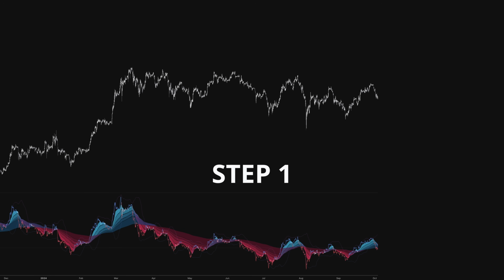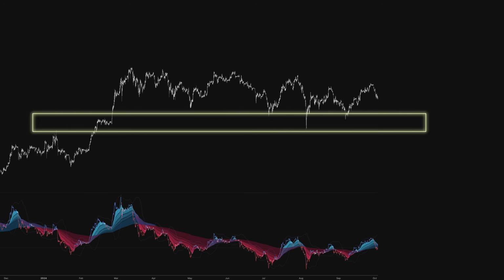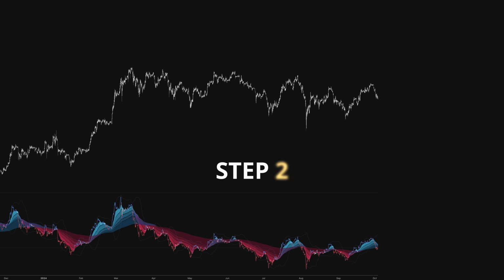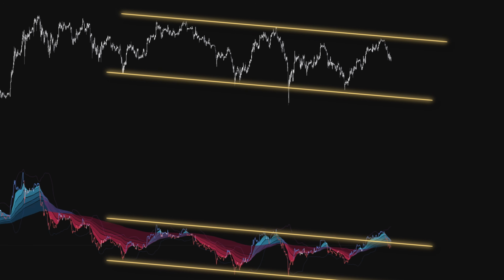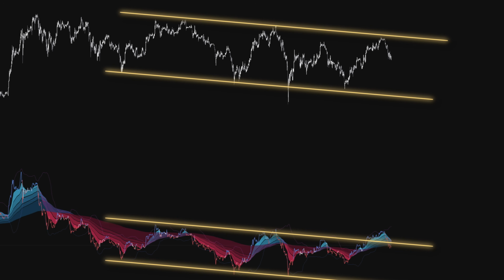Step 1. Mark your key levels. Don't overcomplicate this. Focus on the obvious levels that price has tested multiple times. Step 2. Draw trend lines on price and RSI. Take those same trend lines and draw them on the TP RSI itself. Why? Because RSI often breaks its trend line before price does. This gives you advance warning, a momentum shift happening beneath the surface while price is still consolidating.